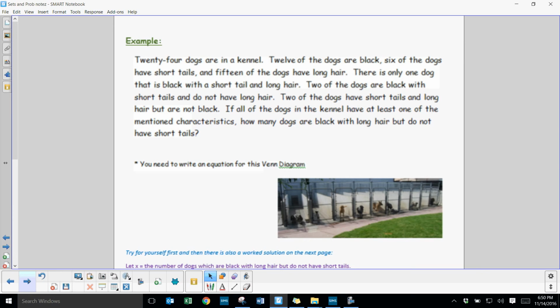And I've also got worked solutions for this one on the back, but I thought I'd also just show it to you, how you would work it out via video footage.